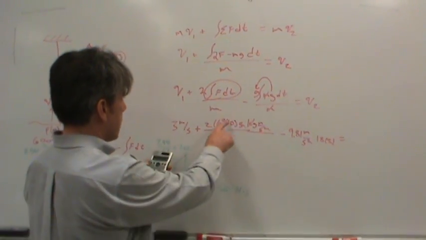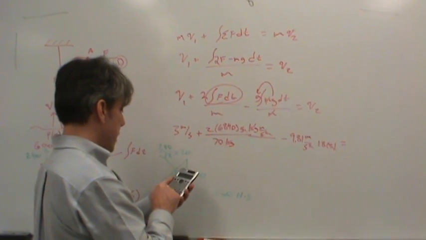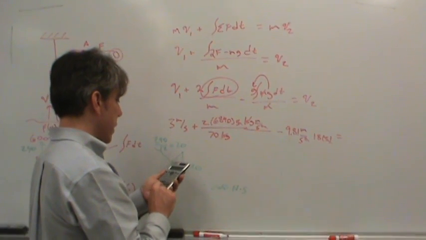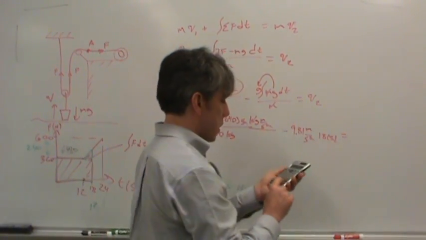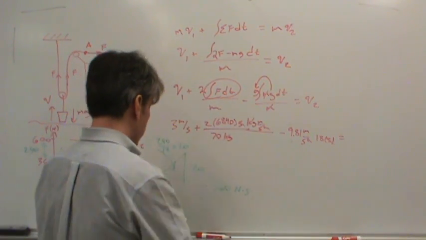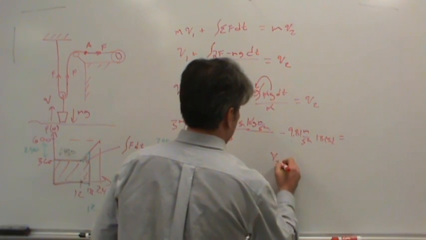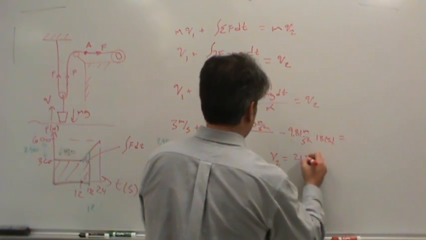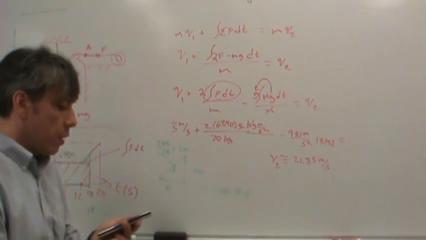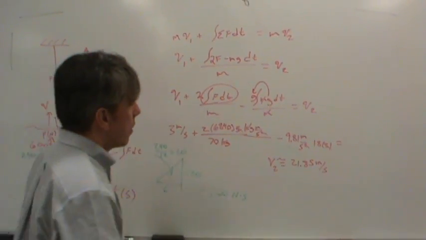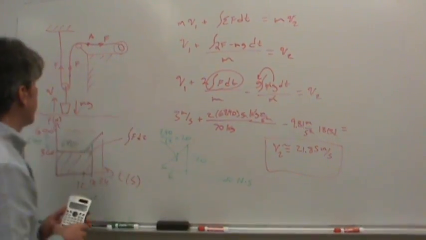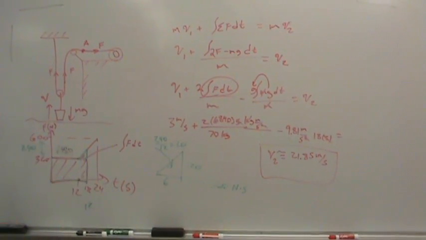So 6840 times 2 divided by 70 gives me this term. Plus 3, less this term, 9.81 times 18. So I get 21.85 or so meters per second. So it's really 21.84857 and so on. So there's the speed of the bucket after that force has acted on the bucket for 18 seconds with that particular profile.